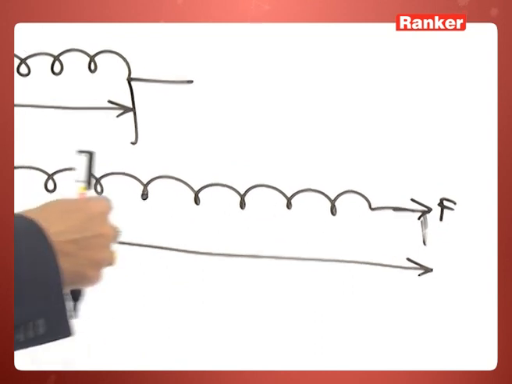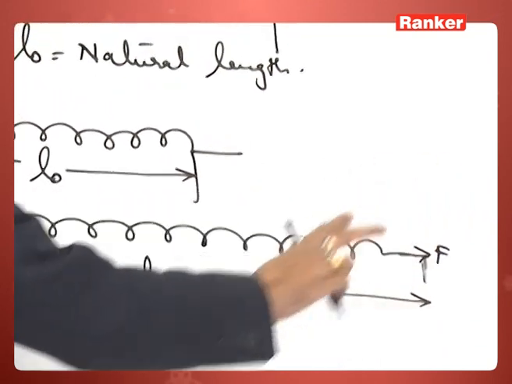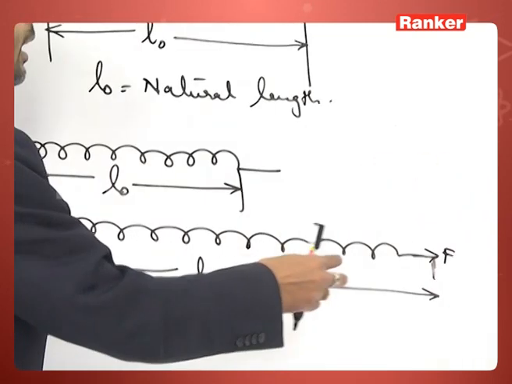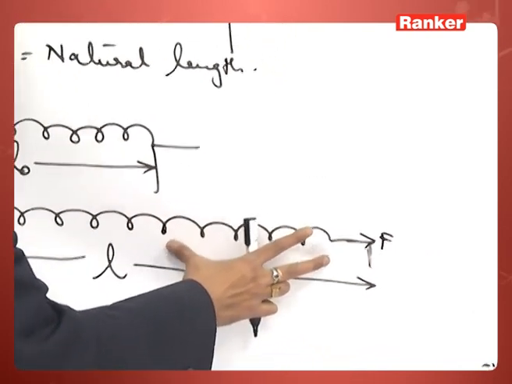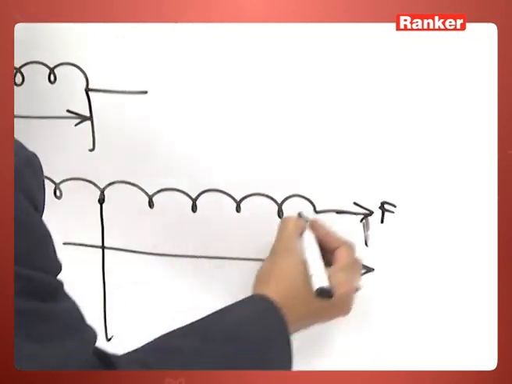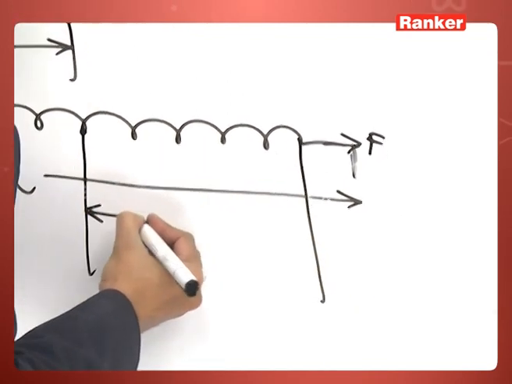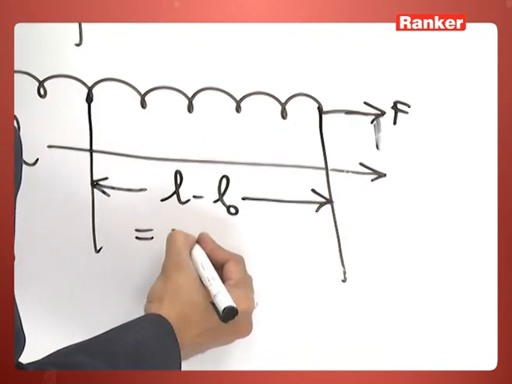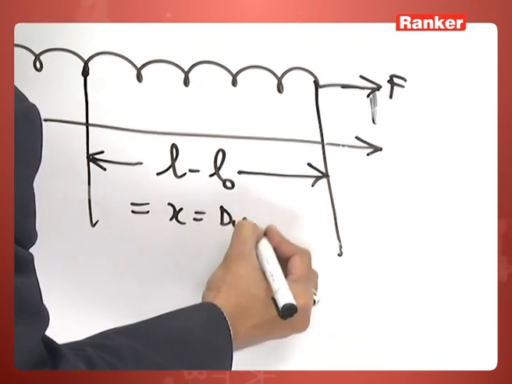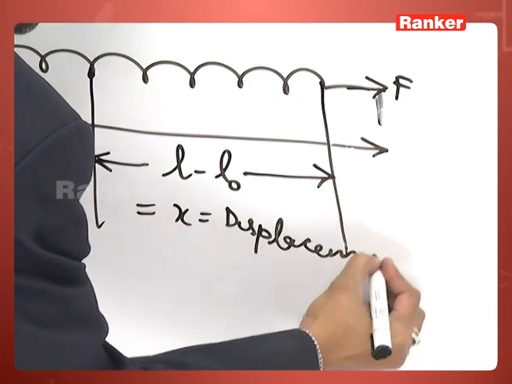If I remove this F, the spring will try to bring back this part of the spring. That means this part of the spring is nothing but L minus L naught. And I say L minus L naught is nothing but x, which I call the displacement of the spring.